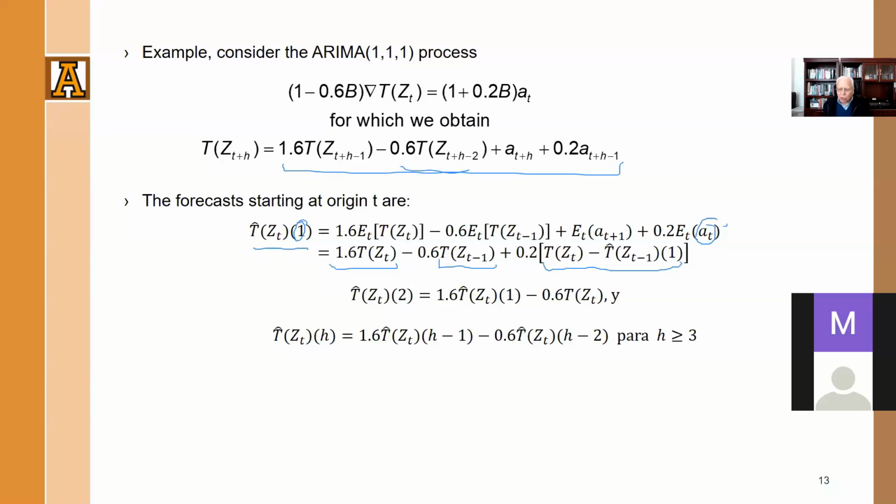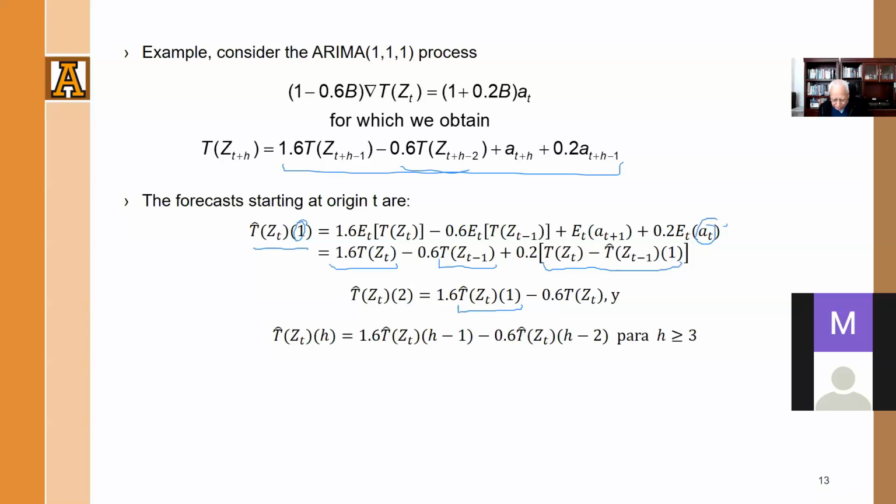Okay, if we go now for h equals 2, we're going to go 2 periods ahead. Then what we would get is what? Here, if h is equal to 2, I will have 1.6 E_t of Z_{t+2-1}. So it's 1.6 times E_t of Z_{t+1}, and that's in the future. So that will be the optimal, and that's the conditional expectation of something in the future. That conditional expectation is the optimal forecast, Ẑ_t, of Z_t one period ahead.